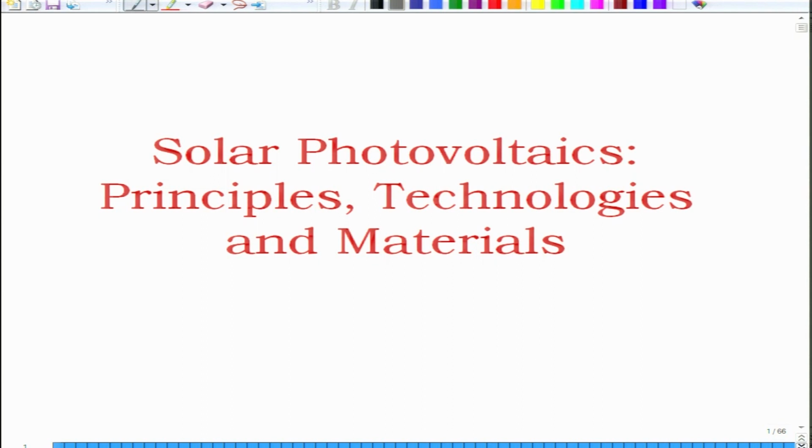So, welcome again to a new lecture of solar photovoltaics principles, technologies and materials. We have initiated our discussion on thin film solar cells after finishing the Gen 1 solar cells, which are primarily based on bulk materials, that is silicon and gallium arsenide, and we will continue with our discussion on these thin film solar cells.